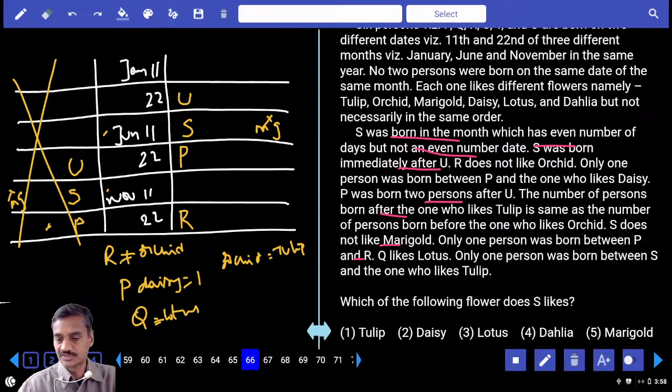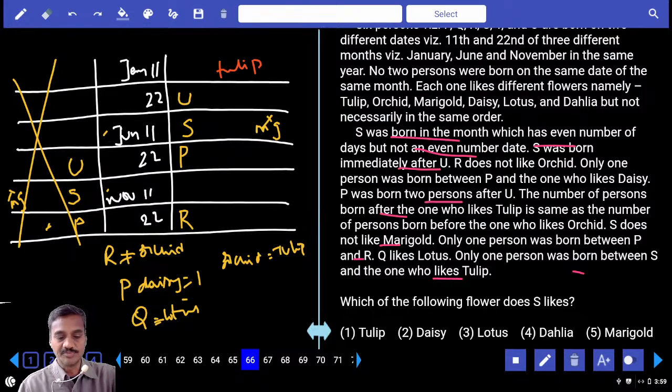Q is lotus. And only 1 person between S and the one who likes tulip. Now S and the one who likes tulip, how many persons are there? There must be exactly 1 person. Then P and Daisy, there must be exactly 1 person, isn't it? How many possibilities are there for this one? There are 2 different possibilities. Then you can have tulip like this. This is 1 possibility, S and tulip.